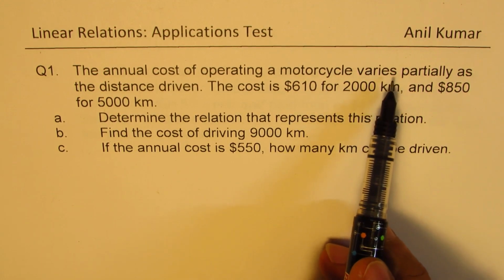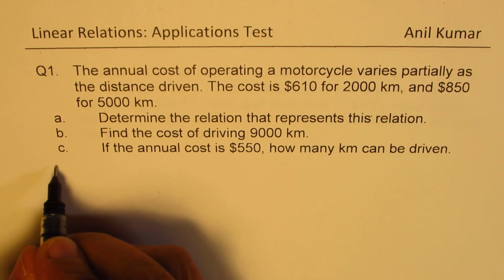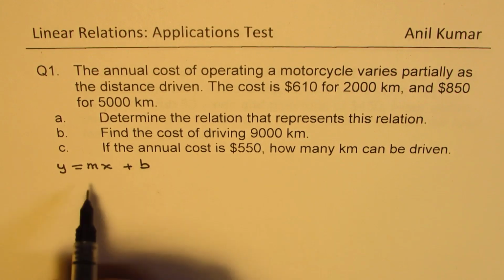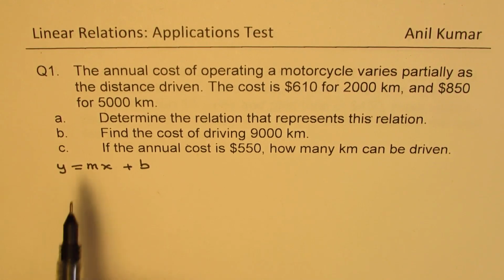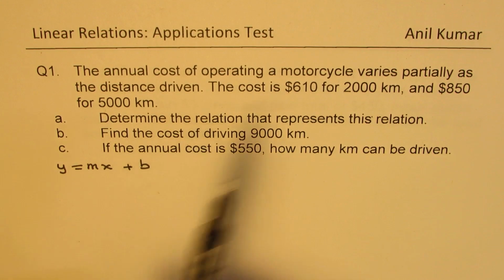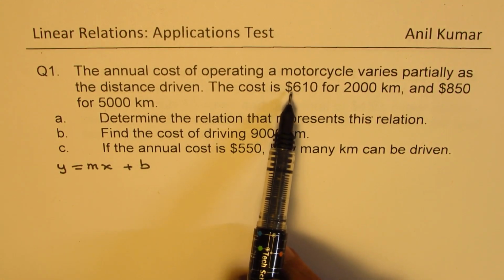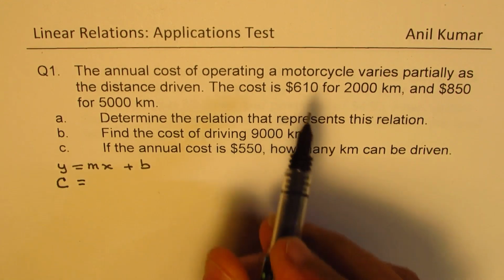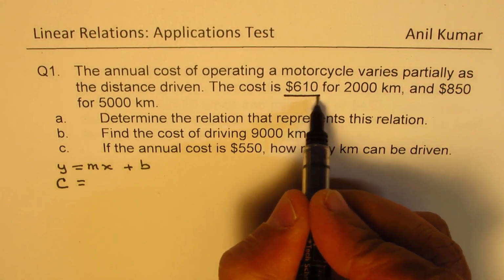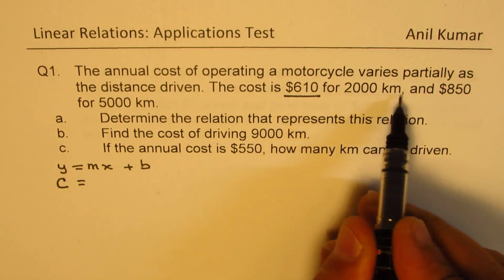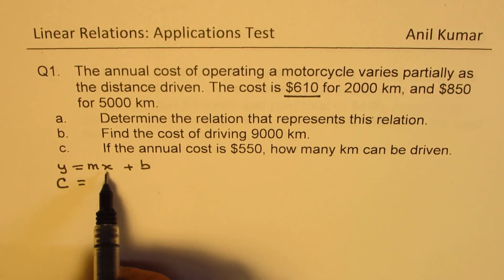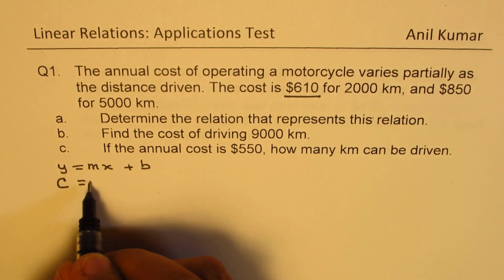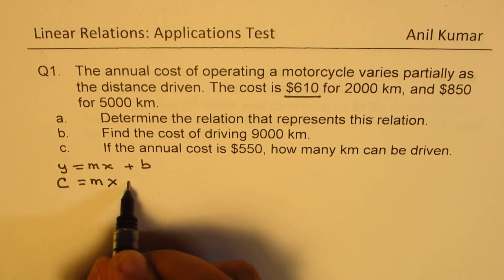So when we know it is partially dependent, we can use the equation y equals mx plus b, right? So that represents partially dependent. In our case, the dependent variable is the cost, so we can say that cost C is our dependent variable, which is given in dollars. And then x is the kilometers, and m is the rate. So we can write cost as m times x plus b, right?